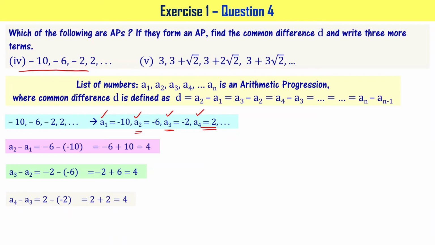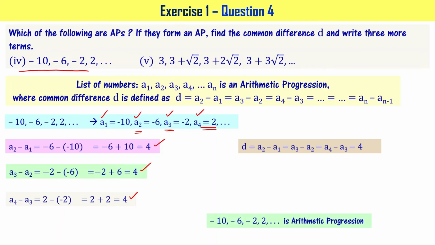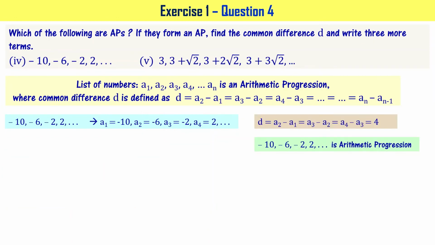Now you see the difference between successive terms is same. It is a fixed number, right? That's why we can say that it is the common difference and the given list of numbers is an arithmetic progression, right? Once you have arithmetic progression, you have to find 3 more terms, right? Let's do that now. We have 4th term, that is 2, and we know what is the value of D, that is 4, right?